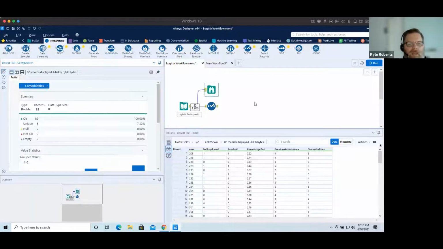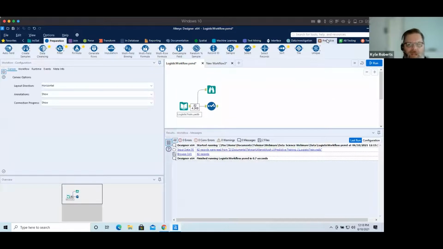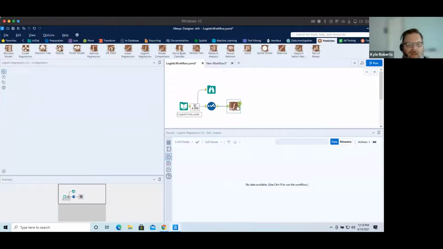Let's go ahead and run the logistic regression now. I'm going to pull in my predictive tools. Also, if you don't see this tab, that may be because you don't have the predictive tools loaded. You may need to meet with whoever your Alteryx administrator is where you're working and make sure you have those installed. So I'm going to pull in this tool here, Logistic Regression, and then we'll talk about setting it up.